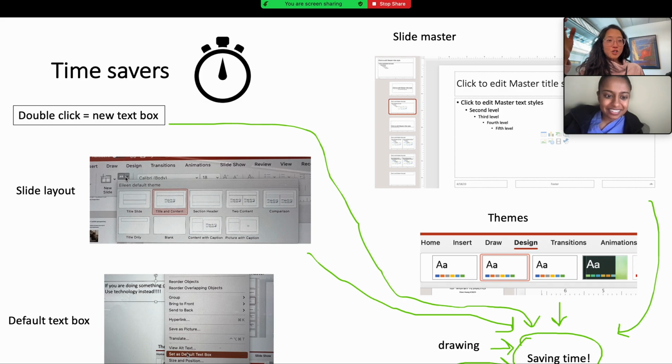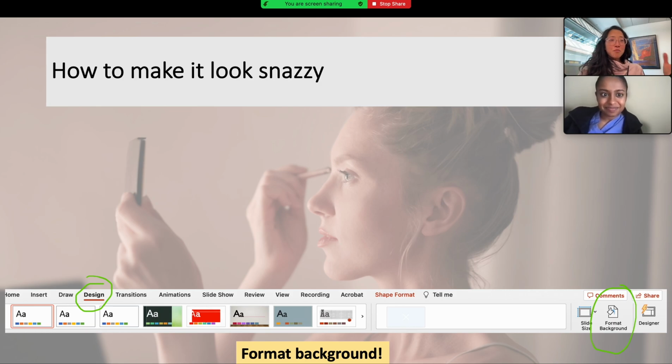And then drawing, there's this new drawing feature. It definitely saves me a lot of time in terms of making arrows and circling things. So use that. And then how to make things look snazzy.